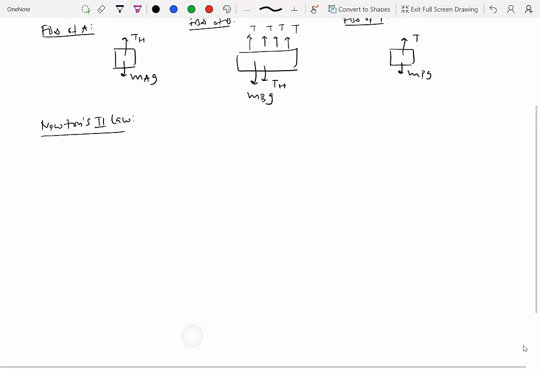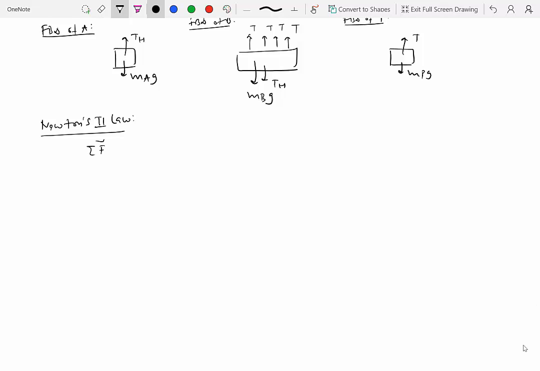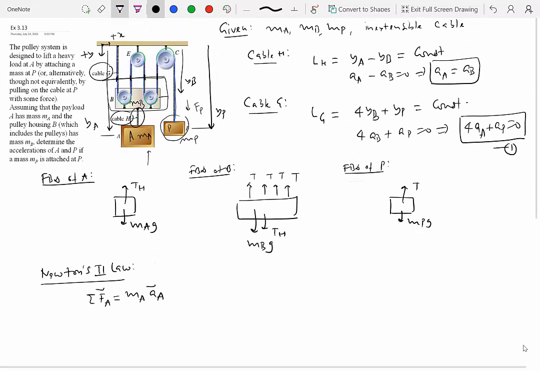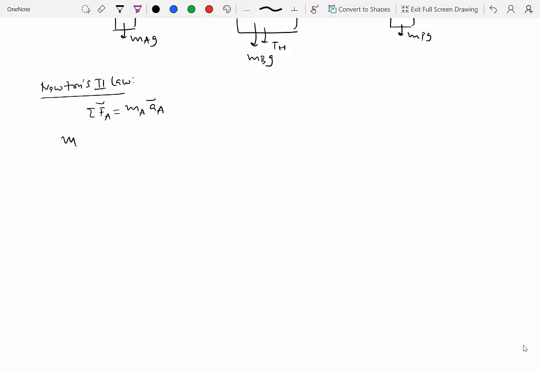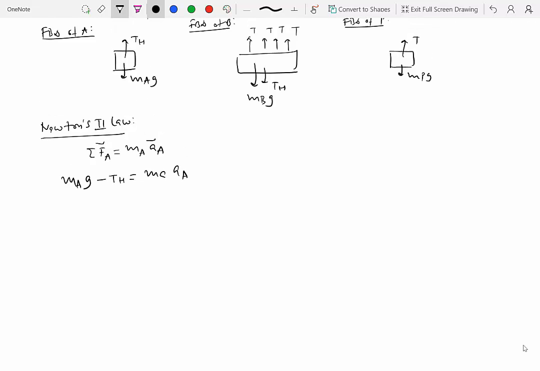So for A, we have sigma F_A equal to mass of A times acceleration of A. And remember, if you look at our coordinate system, downward direction is positive. So everything that is in the downward direction has to be positive. So MAG is pointing downward, so that would be written as MAG. This would be minus T sub H equals MA times acceleration of A.